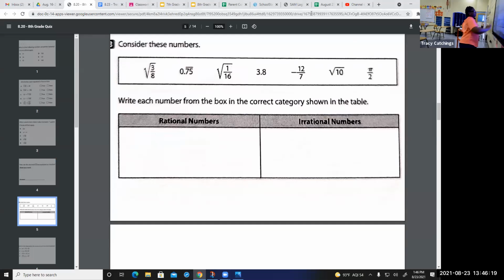All right, number 5 said, consider these numbers. And then wants to know if they were rational or irrational. Before you can tell something about something, you got to know some vocabulary. Rational numbers are any numbers that can be written as a fraction. And then irrational are any numbers that cannot be written as a fraction.